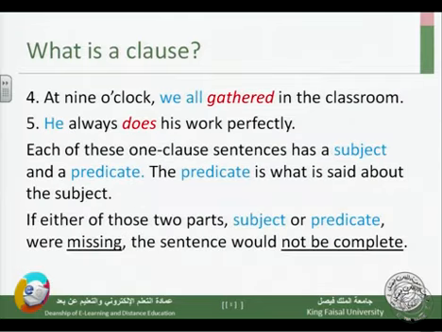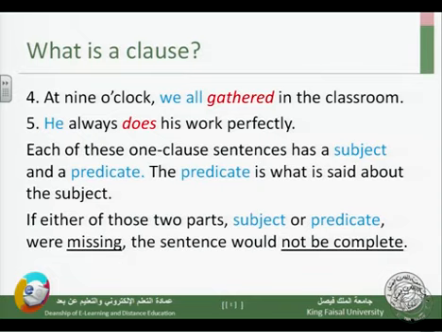At 9 o'clock we all gathered in the classroom. So we all is a pronominal group, if you remember from our previous lectures, and then we have gathered, the verb, and the pronominal group is the subject. So we have one subject, one verb, one clause sentence. Okay, so this is also a one clause sentence. Number 5, he always does his work perfectly. He is a subject, does is the verb here. So we only have one subject and a verb, so this is only one clause sentence.